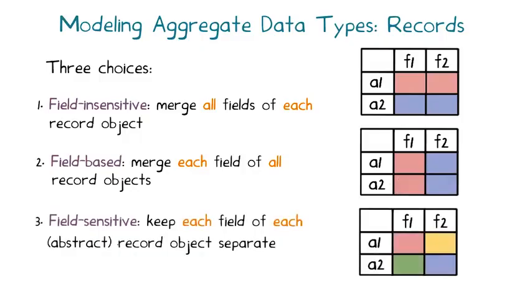The third choice is to use a field-sensitive representation, which keeps each field of each abstract record object separate. Assuming that A1 and A2 denote distinct abstract objects, this representation allows the analysis to distinguish all four memory locations denoted in this table: field F1 of A1, field F2 of A1, field F1 of A2, and field F2 of A2. It is easy to see that this is the most precise of the three representations. The pointer analysis algorithm we studied earlier in this lesson used this representation.